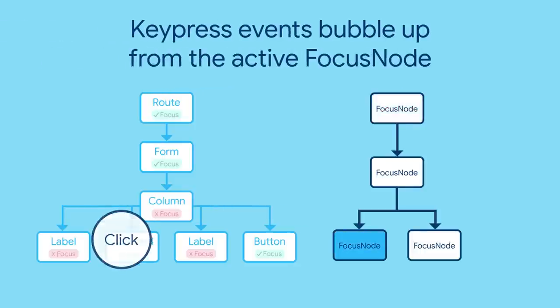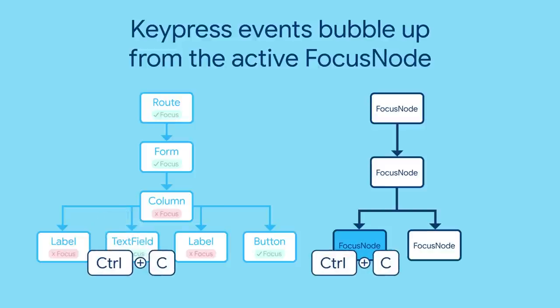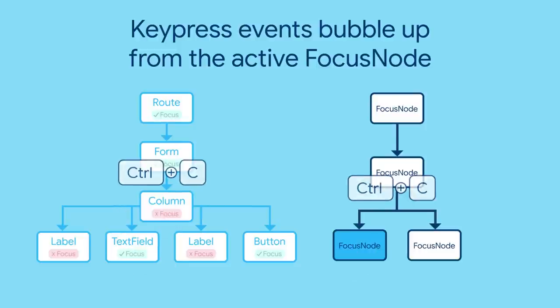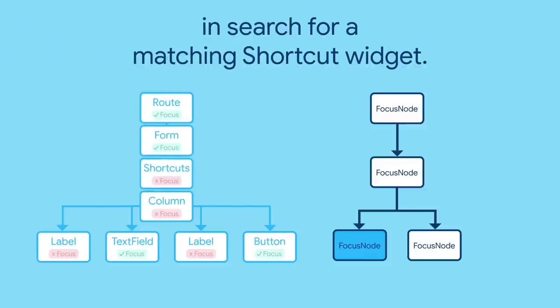And what does it mean for a focus node to be active? It means that special system events, like pressed keys on a physical keyboard, first appear at the focus widget containing the active focus node, before bubbling up to the top. And what do these key press events do as they work their way up your widget tree? They look for a shortcuts widget that matches the key press and turns it into an intent object, which starts back at the active focus node and resumes floating its way back up toward the top of your app.